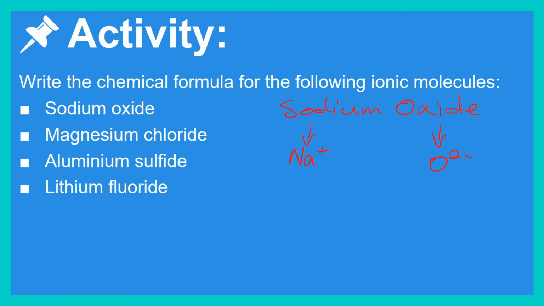Well, if we're using the crossover method, then what you need to do is take this, cross it down over to here, take this, cross it down over to here, and that's going to give us Na2- down here and O+. Now we've got to go and do a couple more steps.